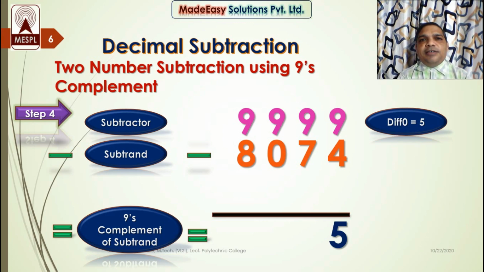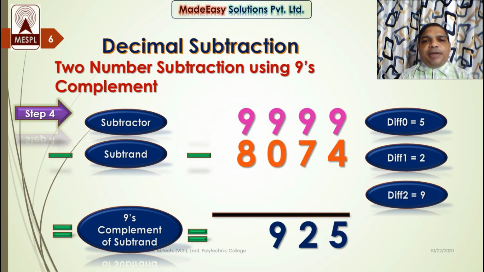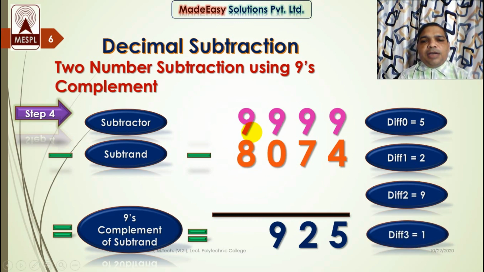Now perform next digit subtraction. Subtract 7 from 9. I will get 2 as a difference, and I will put the difference over here. Now subtract next digit. 0 subtracted from 9, I will get the difference as 9, and I will put the difference over here. And finally subtract the MSDs. So 8 subtracted from 9, I will get the difference as a 1, I will put the difference over here. Now see, I got the correct result, 1925.